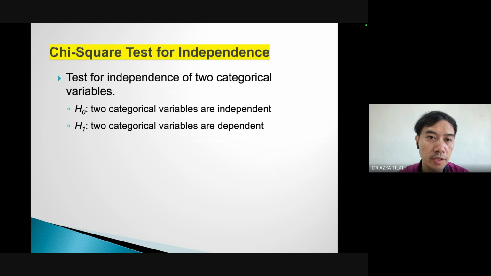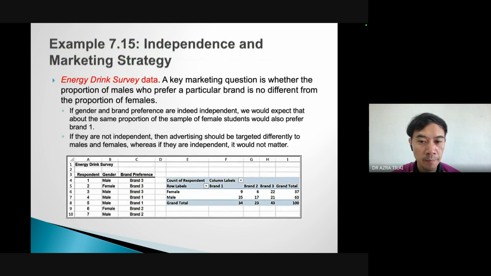And then we have also the chi-square test for independence, which is the test for independence of two categorical variables. Category, remember, we want to categorize from maybe from largest to smallest, or from the worst to the best. That is ordinal, sorry. Category is gender.